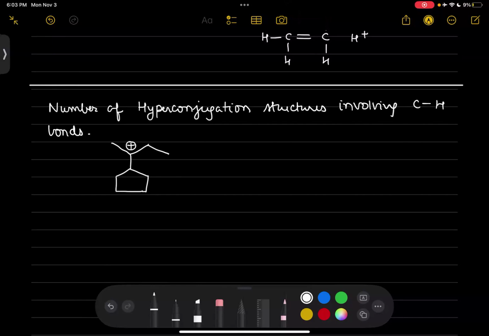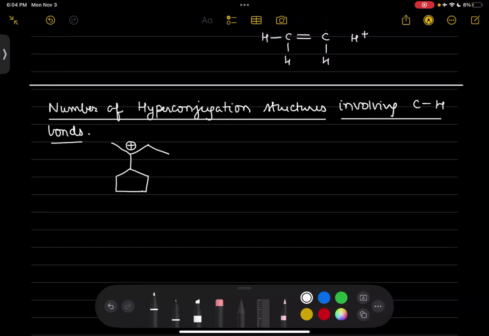So this type of question appeared in JEE, an integer type problem, and in NEET or boards also. Very easy question, so it is of all levels. The question asks, how many hyperconjugation structures are possible in which you will see the participation of CH bonds in hyperconjugation? So first try to understand the question.